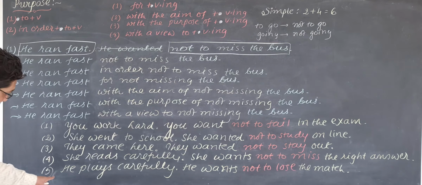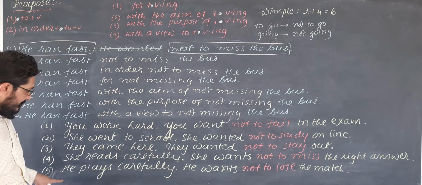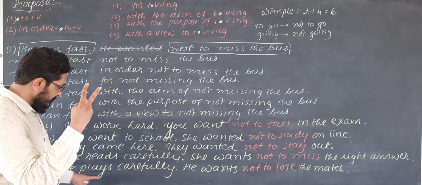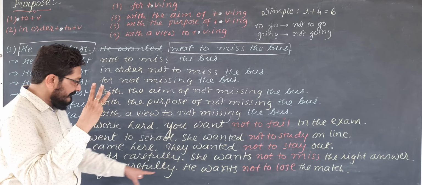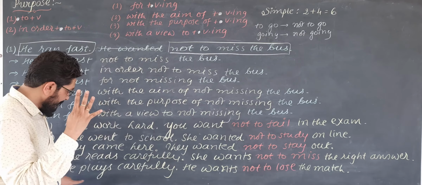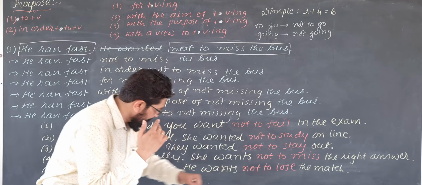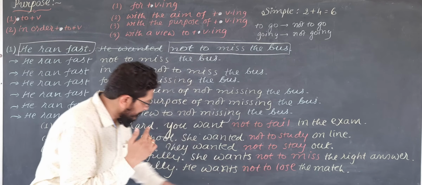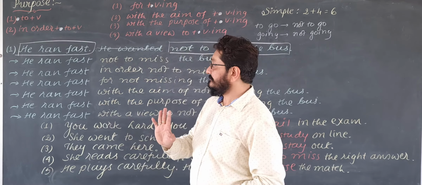Last. He plays carefully. He wants not to lose the match. He plays carefully not to lose the match. He plays carefully in order not to lose the match. He plays carefully for not losing the match. He plays carefully with the aim of not losing the match. He plays carefully with the purpose of not losing the match. He plays carefully with a view to not losing the match.